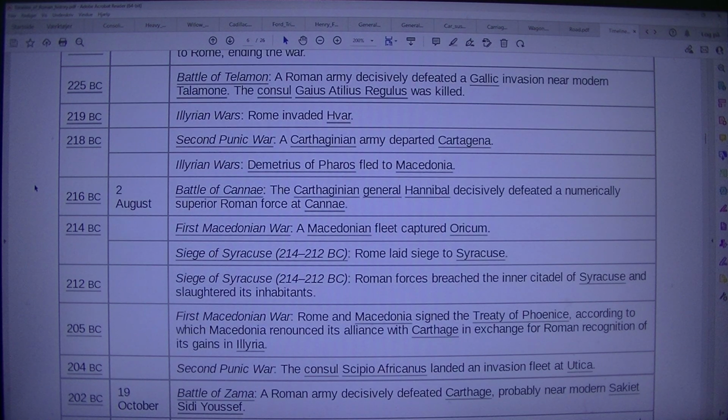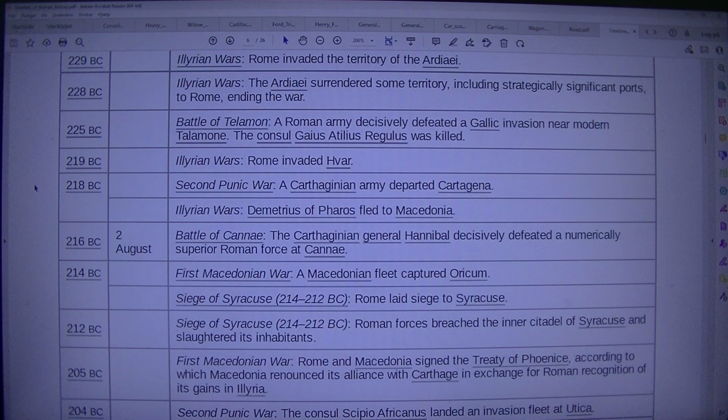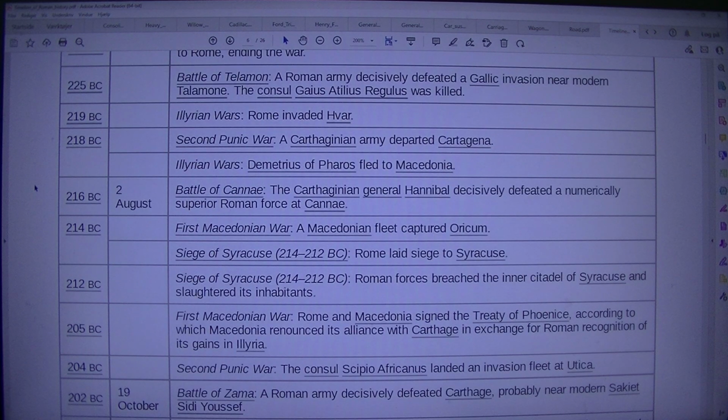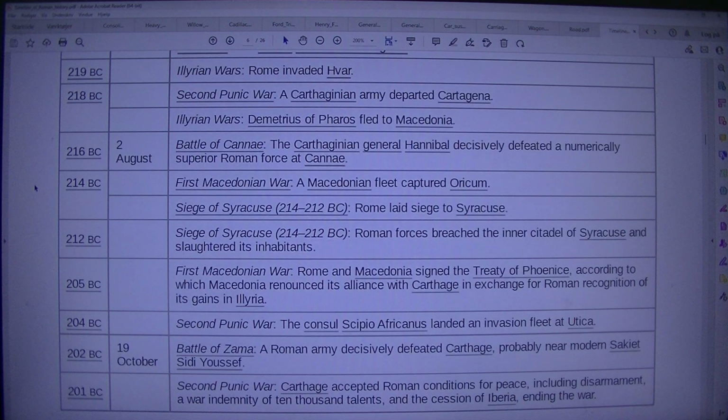219 BC. Illyrian Wars. Rome invaded. 218 BC. Second Punic War. A Carthaginian army departed Cartagena. Illyrian Wars. Demetrius of Pharos fled to Macedonia. 216 BC, 2 August. Battle of Cannae. The Carthaginian general Hannibal decisively defeated a numerically superior Roman force at Cannae.